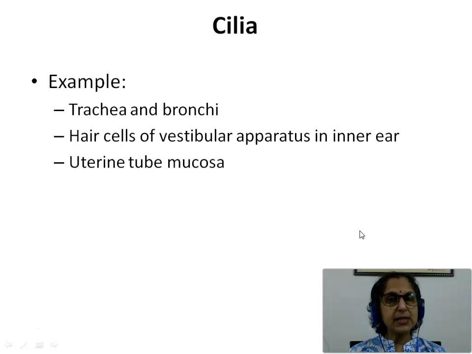Where do we see cilia? They are seen in the trachea and bronchi, hair cells of vestibular apparatus in the inner ear, and along the uterine tube mucosa.